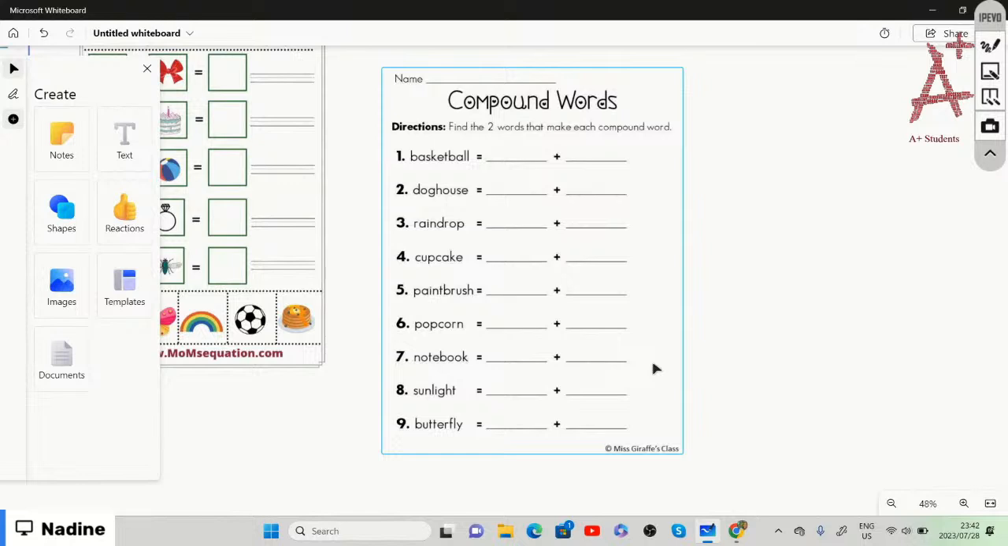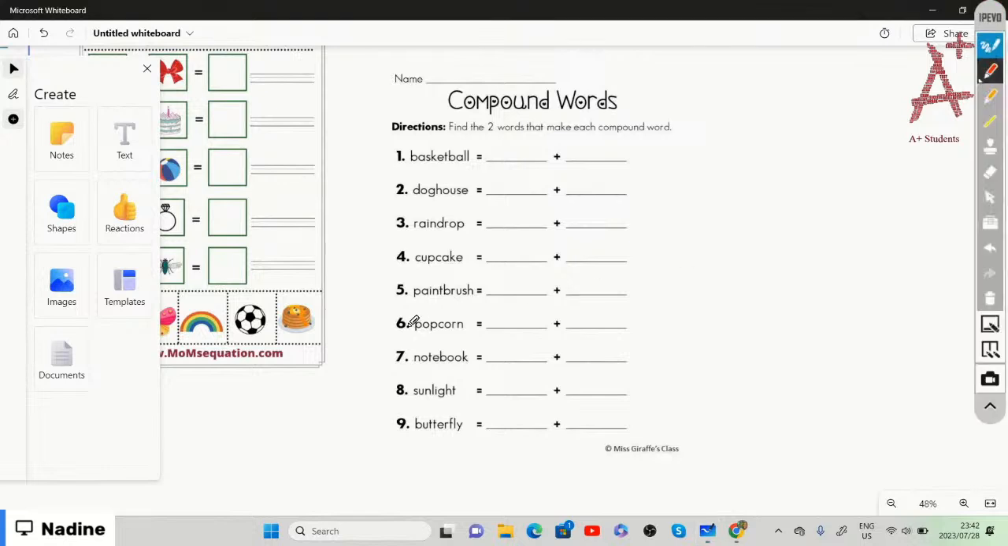All we have to do is separate the two words that make up the one compound word. For example, basketball. If we find the two words that make the compound word, then we can say it is basket plus ball, right? So it is basket plus ball, which makes the compound word basketball.